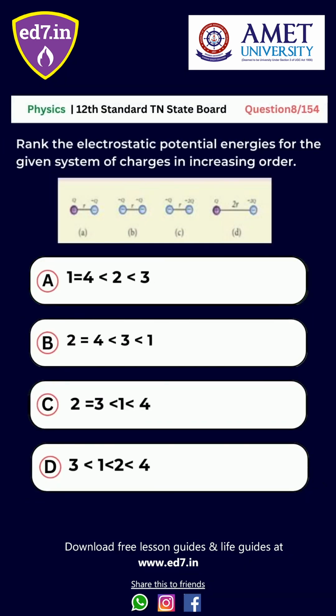Question number 8. Rank the electrostatic potential energies for the given system of charges in increasing order. Option A, 1 equal to 4 less than 2 less than 3. B, 2 equal to 4 less than 3 less than 1. C, 2 equal to 3 less than 1 less than 4. D, 3 less than 1 less than 2 less than 4. And the right answer for this question is option A, 1 equal to 4 less than 2 less than 3.